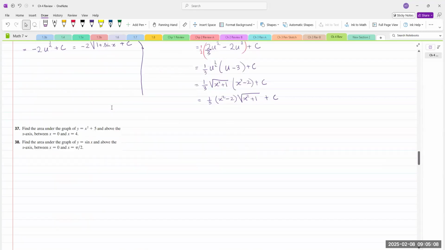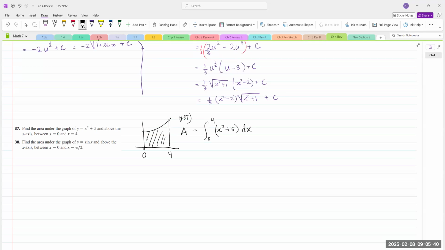Let's go on. Number 37. Find the area under the graph. We actually don't need to graph this, though, but from 0 to 4, I sketched that just to get the idea. It's x squared plus 5, so it's fully above the x-axis, right? So the area equals the integral from 0 to 4 of x squared plus 5 dx. Okay, I think you can integrate yourself.